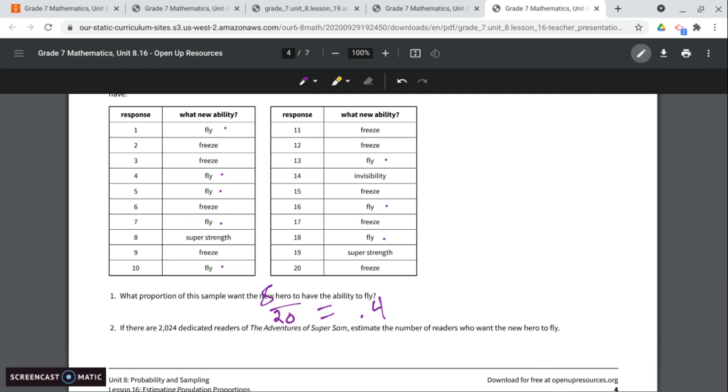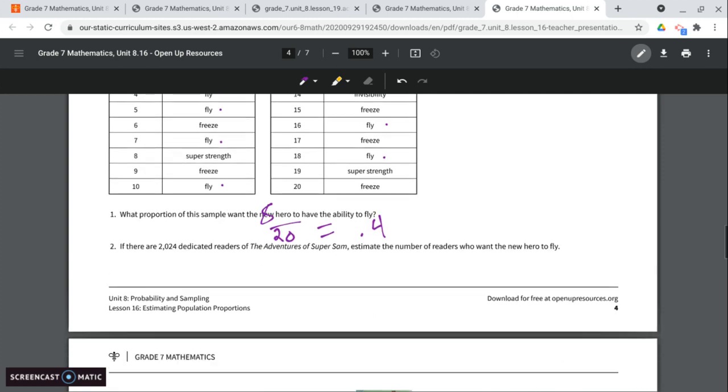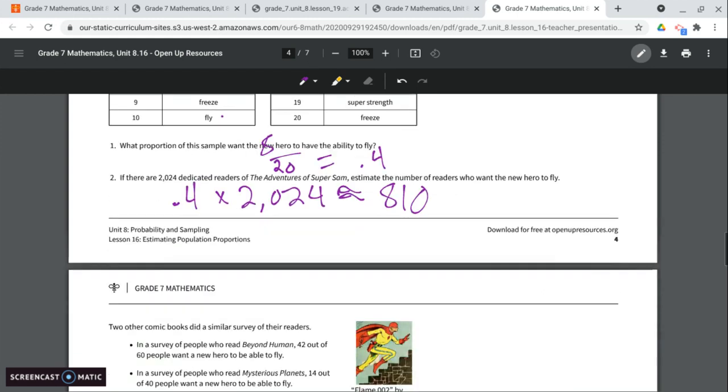If there are 2,024 dedicated readers of The Adventures of Super Sam, estimate the number of readers who want the new superhero to fly. Because of this sample, we're going to use the 0.4, representing how many want him to fly, and take 0.4 times 2,024, which is going to give us approximately 810. So there's about 810 readers who want him to fly.